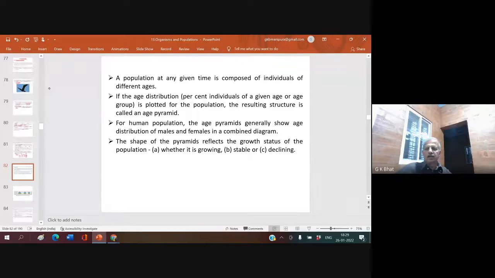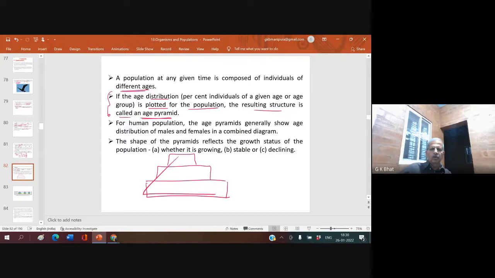A population at any given time is composed of individuals of different ages. If the age distribution, the percent of individuals of a given age or age group, is plotted for the population, the resulting structure is called an age pyramid. What is this age pyramid? Always ask one more question. If you take the animals of different ages and plot them on a graph, you will always get one particular box at the bottom, above that a little narrower, above that a little smaller, and this gives you the picture of approximately a pyramid.